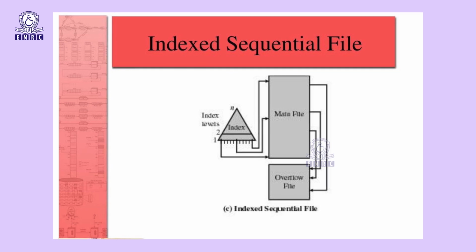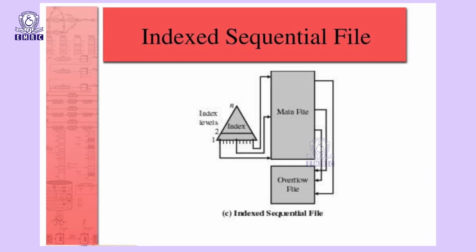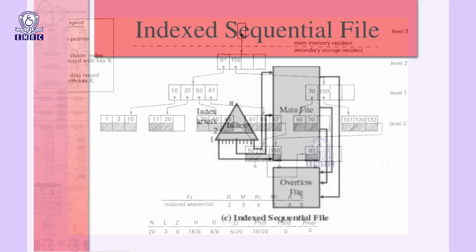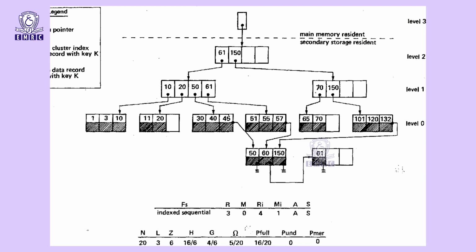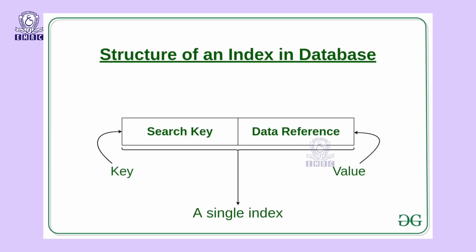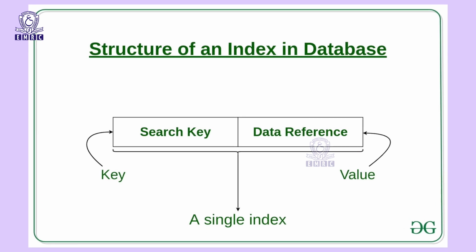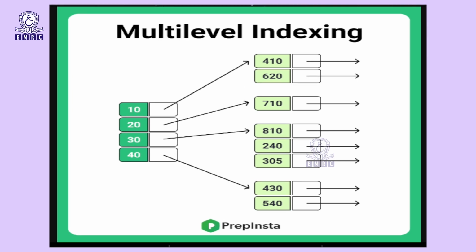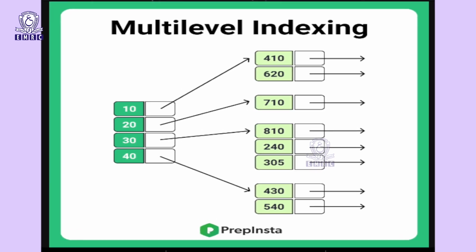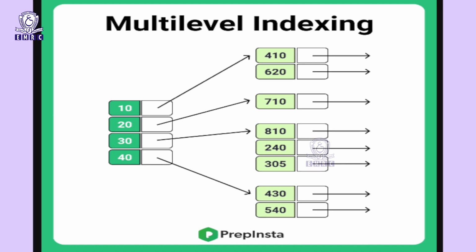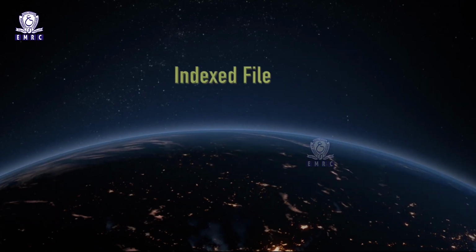Index sequential file system. It is a file system that adds an index to a file to support random access in the database management. It also has an overflow file for the data. This file system greatly reduces the time required to access a single record in the database. There can be multiple levels of indexing to provide greater efficiency in access.